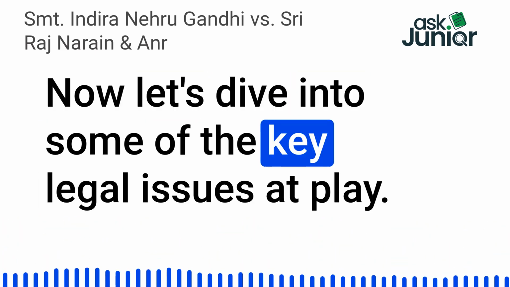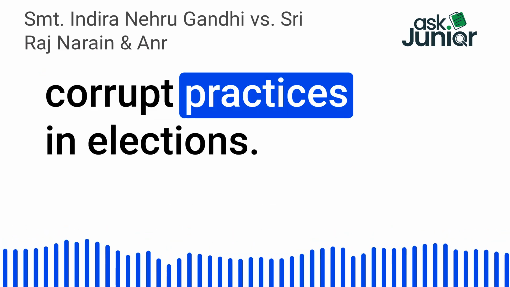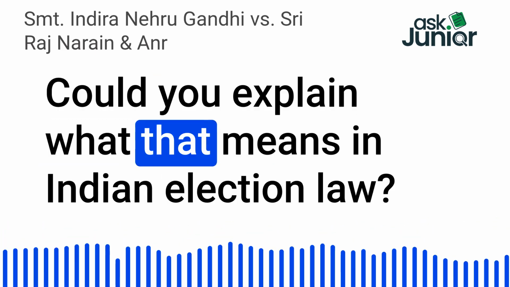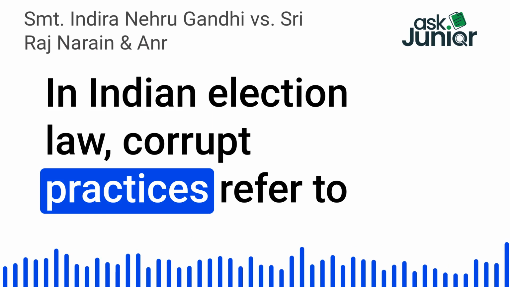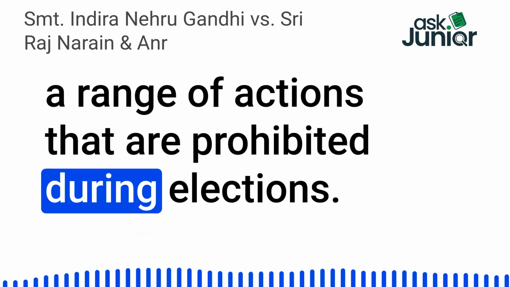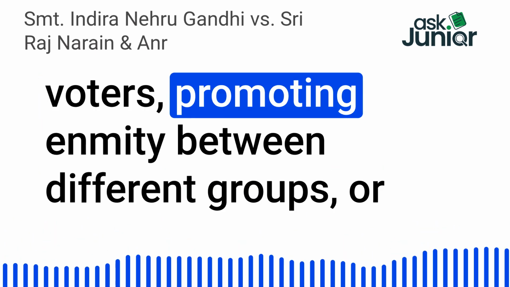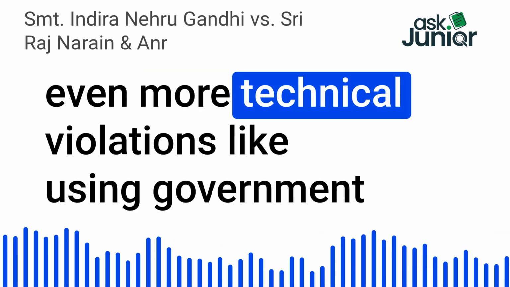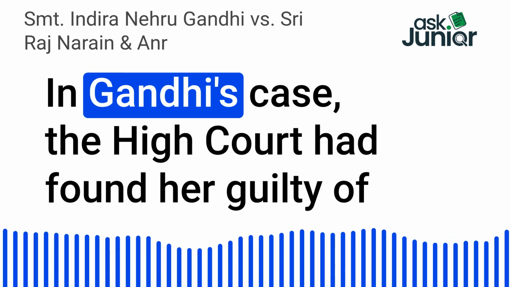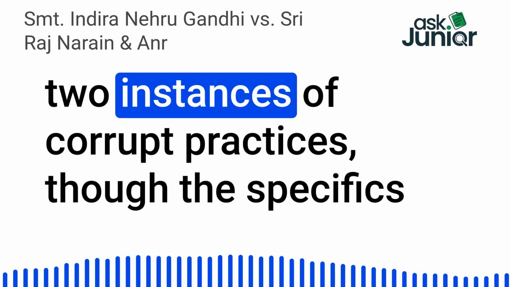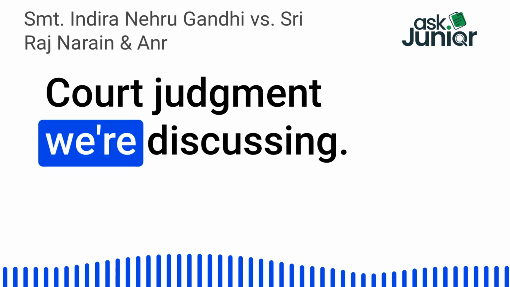Now let's dive into some of the key legal issues at play. One thing that stood out to me was the discussion of corrupt practices in elections. Could you explain what that means in Indian election law? Certainly. In Indian election law, corrupt practices refer to a range of actions that are prohibited during elections. These can include things like bribery, undue influence on voters, promoting enmity between different groups, or even more technical violations like using government resources for campaign purposes. In Gandhi's case, the High Court had found her guilty of 2 instances of corrupt practices, though the specifics weren't detailed in the Supreme Court judgment we're discussing.